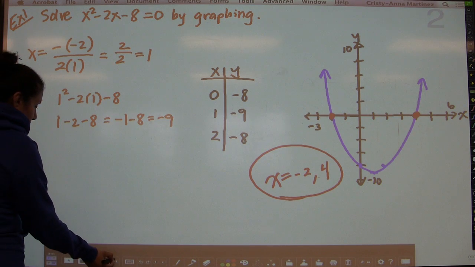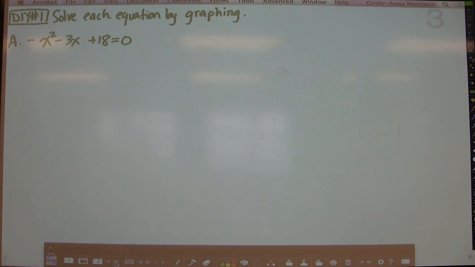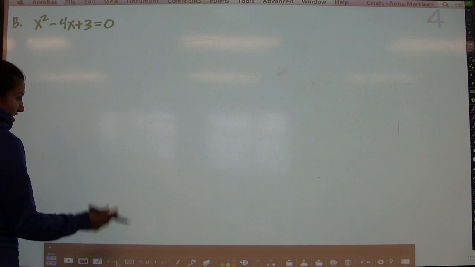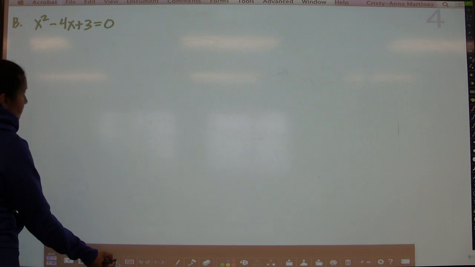So you want to make sure that you make your graph as accurate as possible. You can also use a calculator to confirm your results as well. So here's your do-it-yourself question, part A, and here's your part B. I wanted you to have enough space to do all the work that you needed to do.